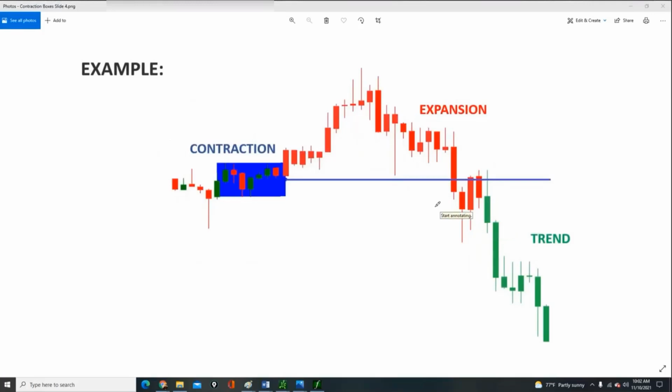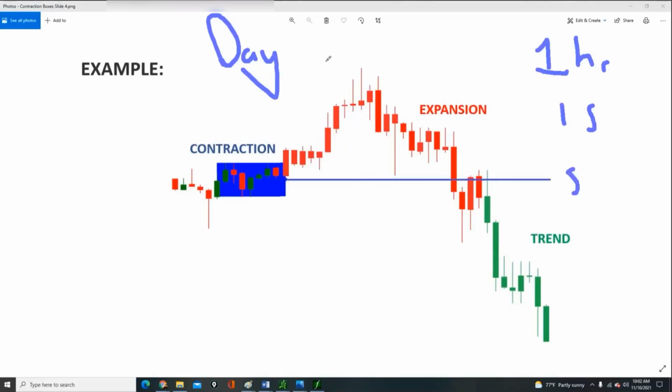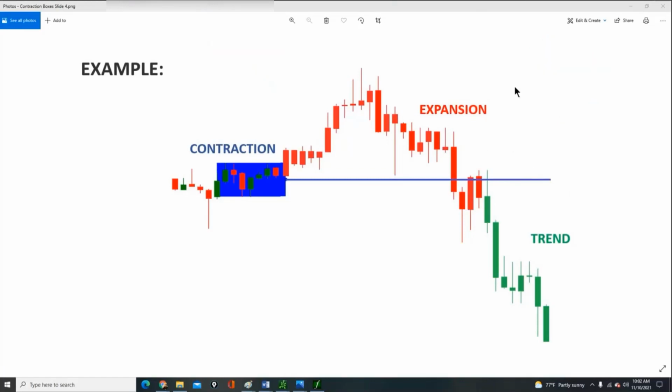Now, one of the things that I would encourage y'all to do is establish a bias on a larger time frame. So, for example, you can use the daily as a larger time frame. You can use the 1 hour, the 15-minute, the 5-minute, the 3-minute. But you need an anchor chart, and that anchor chart just gives you the bias.